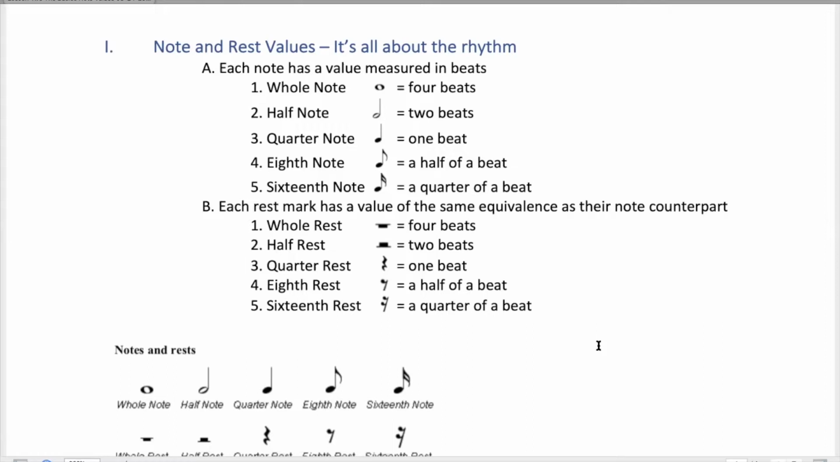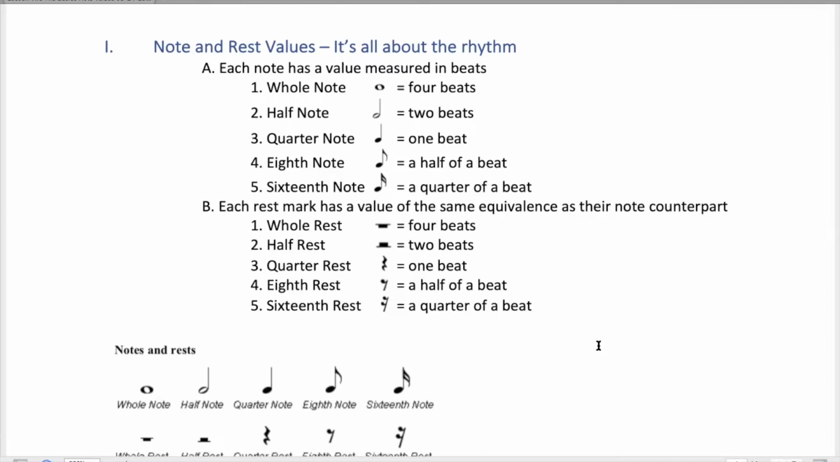1 E and a, 2 E and a, 3 E and a, 4 E and a. And the reason why I say E and a, because there are 4 16th notes to a beat. 1, 2, 3, 4. And the way we can keep track of it is easily said. 1 E and a, 2 E and a, 3 E and a, 4 E and a.